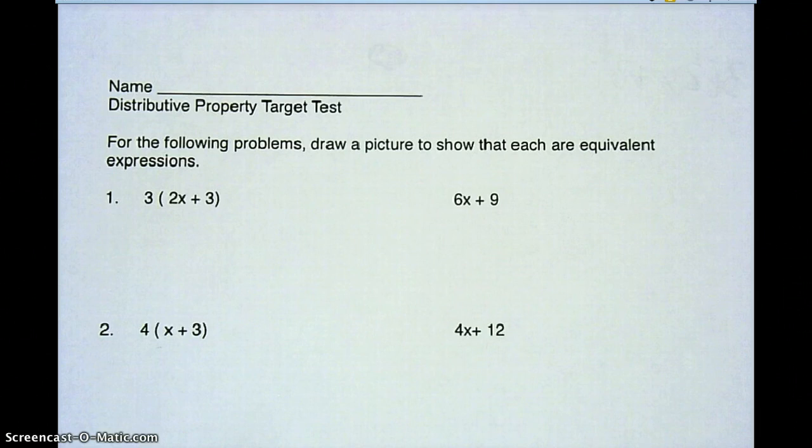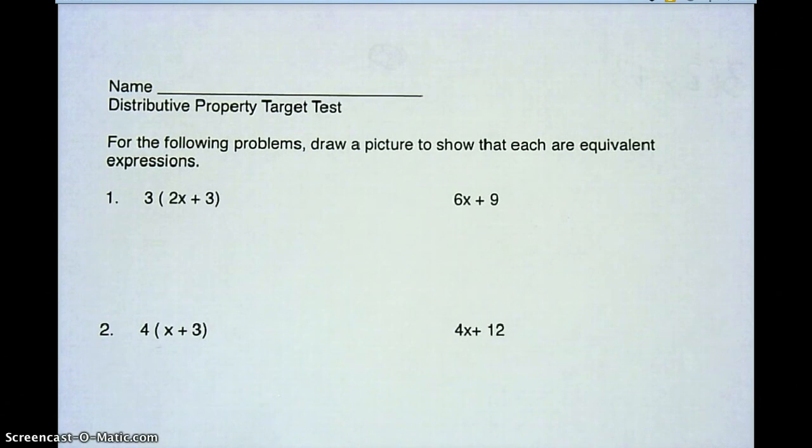This is a video that's going to help you with your distributive property target test. The directions for the distributive property target test, at least the top half of the test, are this. For the following problems, draw a picture to show that each are equivalent expressions. So the two expressions for number 1 are 3 times 2x plus 3 and 6x plus 9.